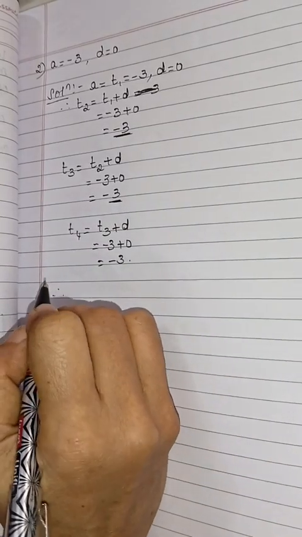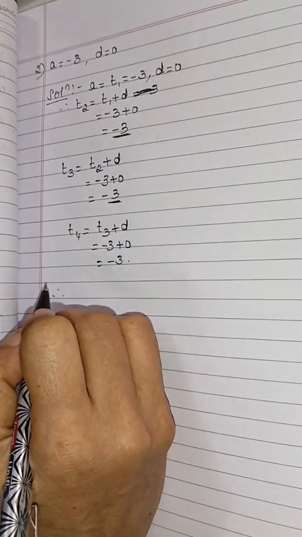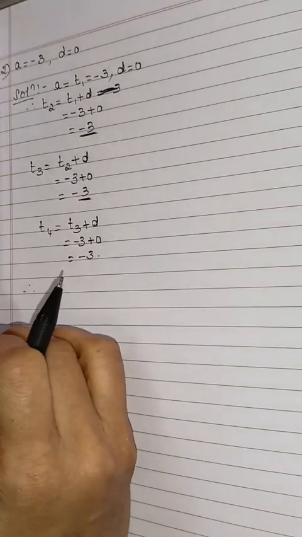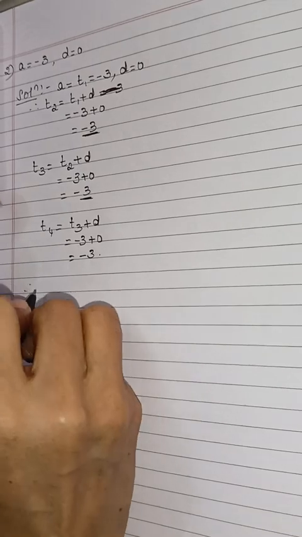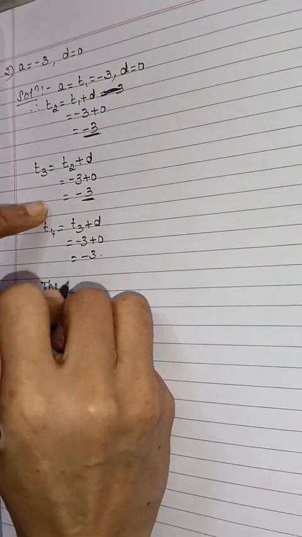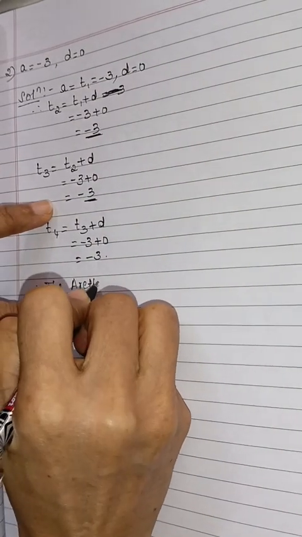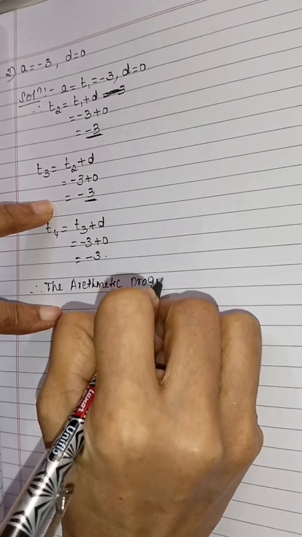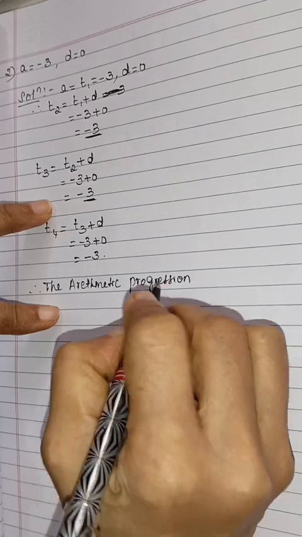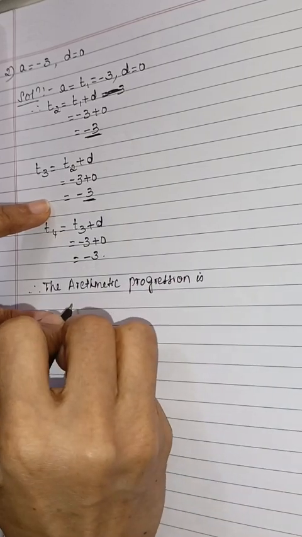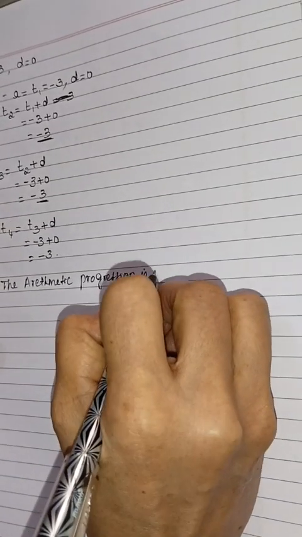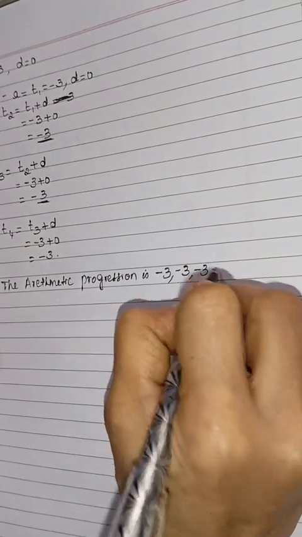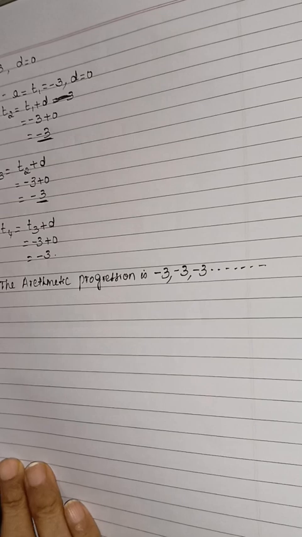Therefore the arithmetic progression is -3, -3, -3 and so on.